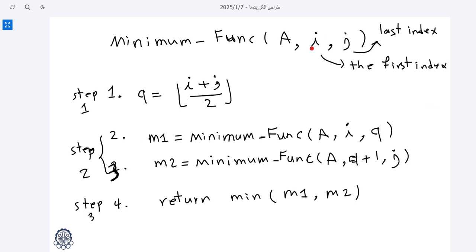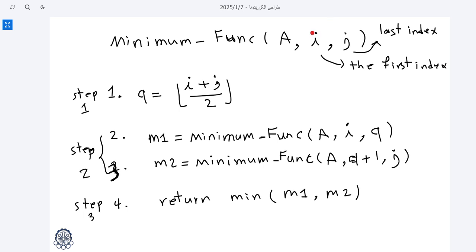Okay, I told that we need a stop condition. Otherwise, we fall into infinite recursive calls, and the algorithm never finishes if we do not have a stop condition. Okay, so we add a stop condition to our algorithm.